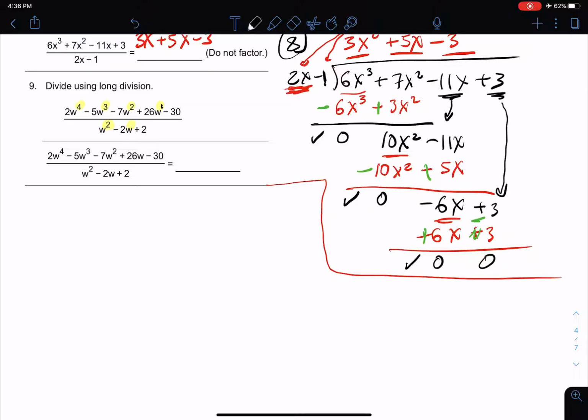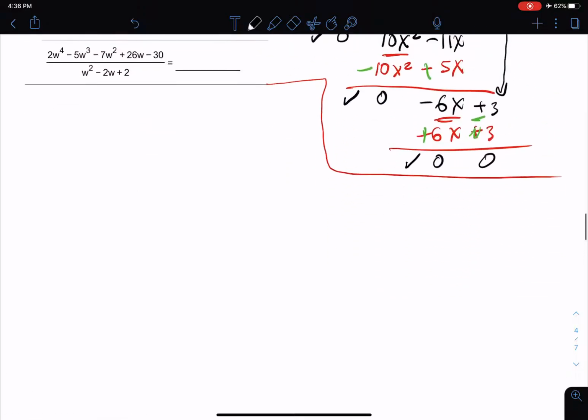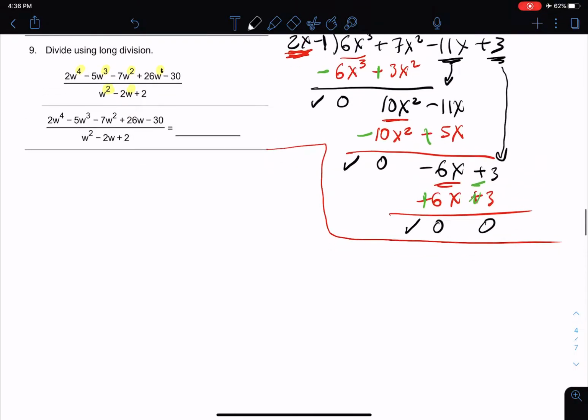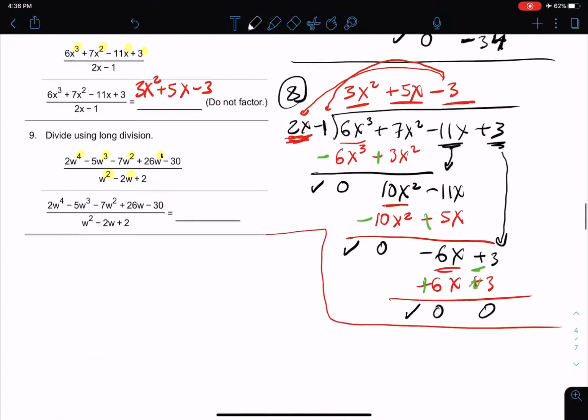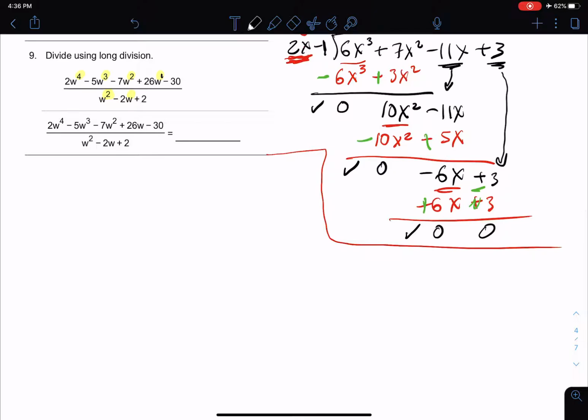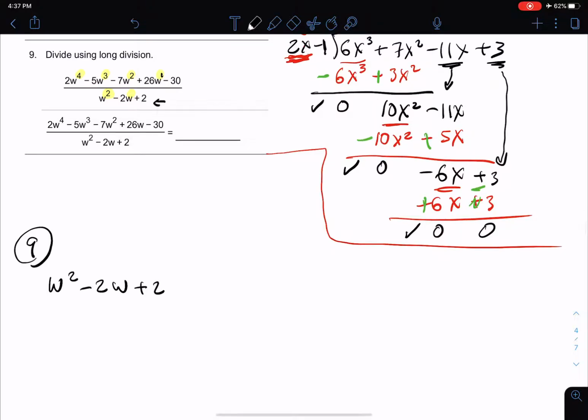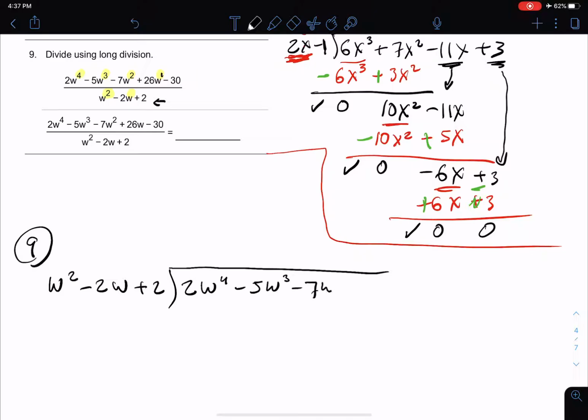Let's go ahead and write this out. Which space do I have? Oh, I've got a lot of space. So I'm going to start right here. This is going to be called number 9. And the divisor is w squared minus 2w plus 2. That's just that guy right there. And it's going into our dividend, our numerator, which is 2w to the fourth minus 5w cubed minus 7w squared plus 26w to the first, if you will, minus 30.